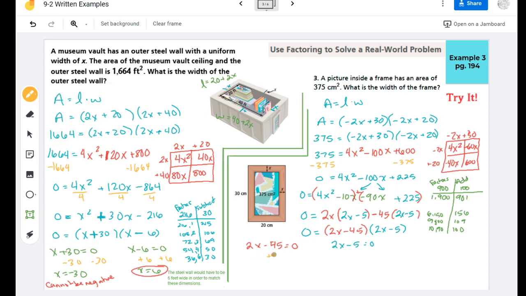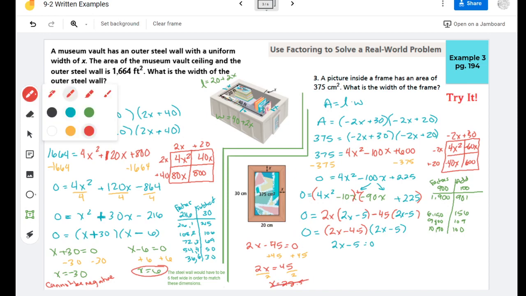So first I need to add 45 to each side. So here I have 2x equals 45, and then if I divide by 2, I get that x equals 22.5. But that doesn't work, right? If this width is 20, this x can't be 22.5. It's bigger than its width. So this is not a possible solution.